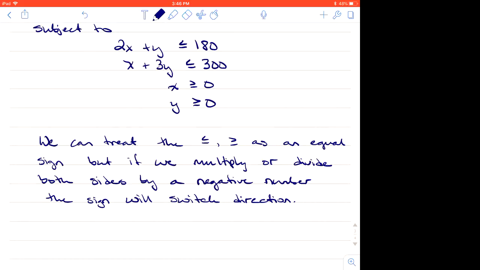So instead of being less than or equal to, it turned to greater than. That's right. So we just switch from whatever it was to the other one.